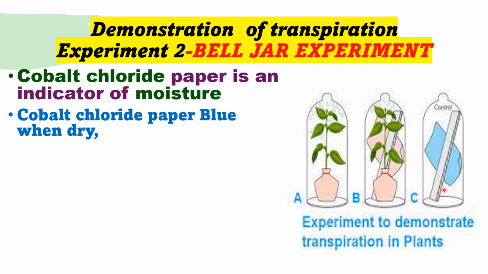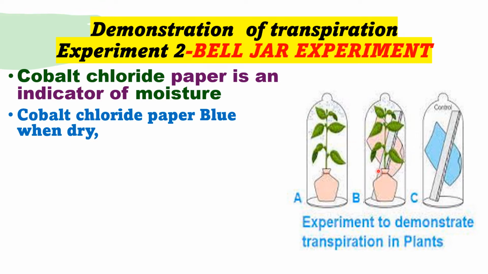Then setup C is the third bell jar without a plant. We don't keep any plant inside the bell jar in setup C, but we have to place a dry cobalt chloride paper, which is blue in color, right? Yes, inside the bell jar in setup C. Then after half an hour or after 1 hour, what will be the result? In the first bell jar, here you can see, water vapor is condensing on its inner walls. You can see that, right?